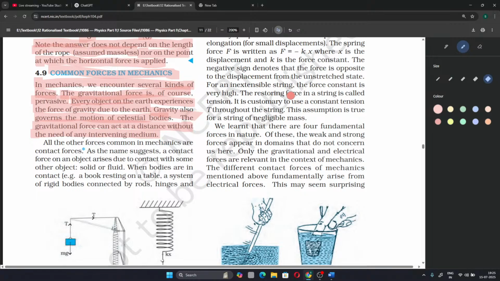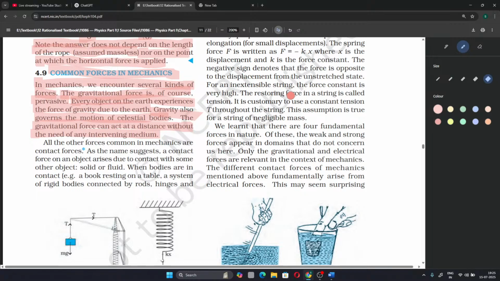Let's read the statement again. In mechanics, we encounter several kinds of forces. The gravitational force is pervasive. Pervasive means that every object on Earth experiences the force of gravity due to the Earth. That's what that means. Gravity also governs the motion of celestial bodies.